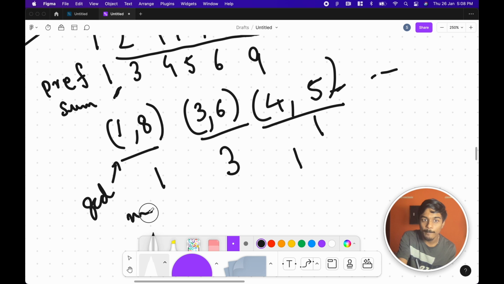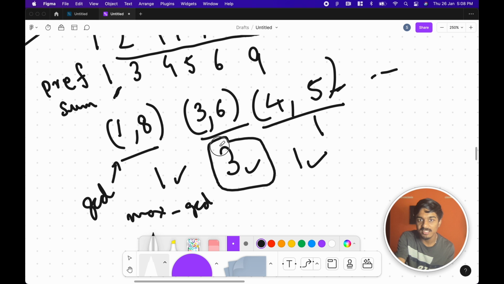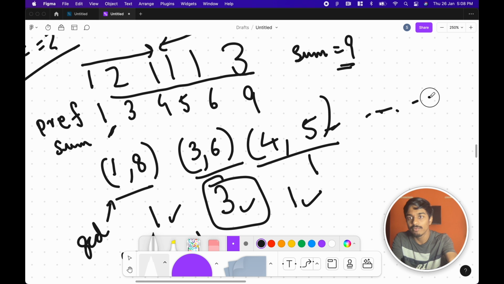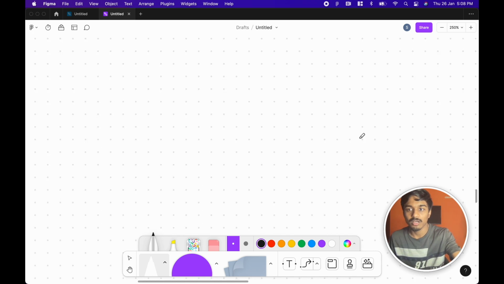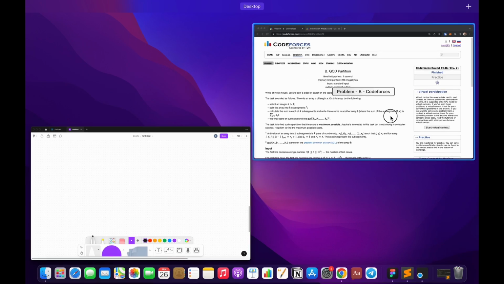We have to get the max GCD out of the given GCDs. From this we have got 3. Now even if you iterate through everything, 3 will be the highest value. I am not stopping here, but you have to iterate through it, so that we can see with the help of an example. So for the coding part, I'll show you this one.